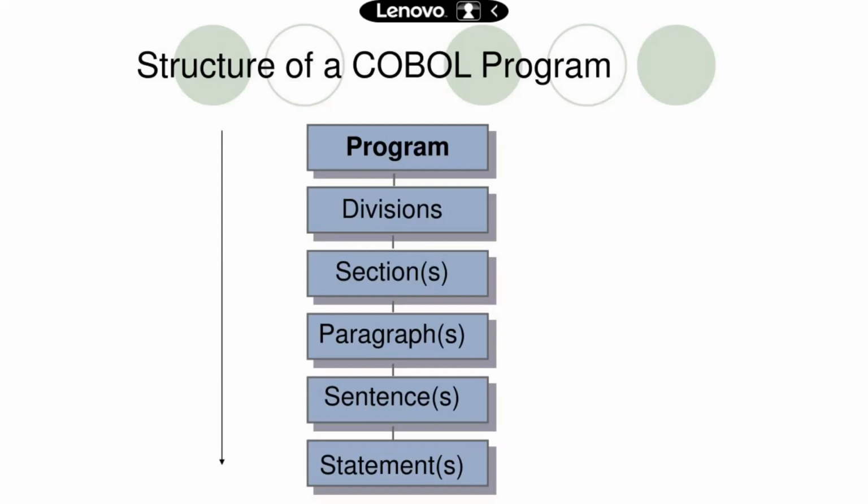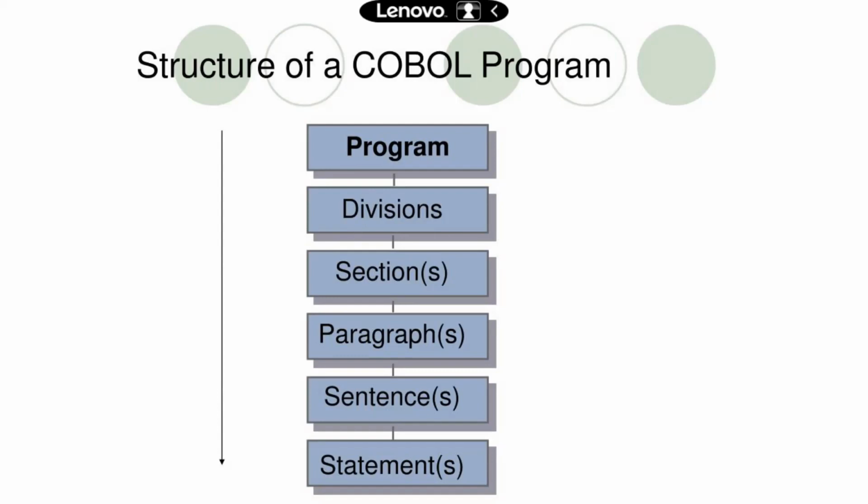How many divisions, how many sections, how many paragraphs there are, these are limited. In total we have 4 divisions. What each division is for, you will come to know later. Under divisions we have sections; one division has one section. We have a maximum of 1, 2, 3, 4, 5 sections in total. So 4 divisions we have, 5 sections we have.